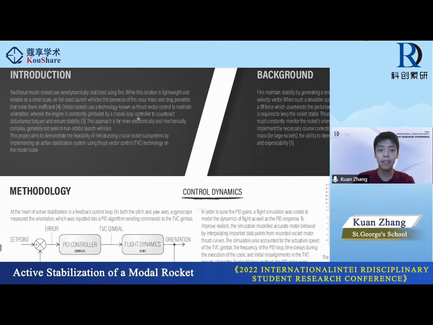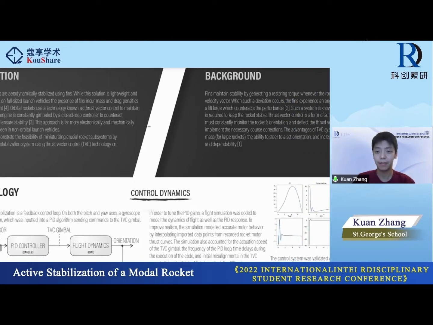scale. This project then aims to demonstrate the feasibility of miniaturizing these crucial rocket subsystems by implementing an active stabilization system using TVC technology on the model scale.